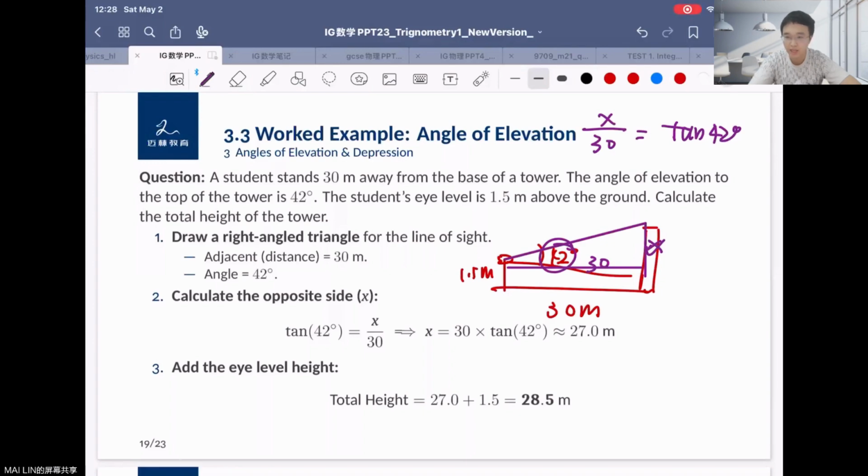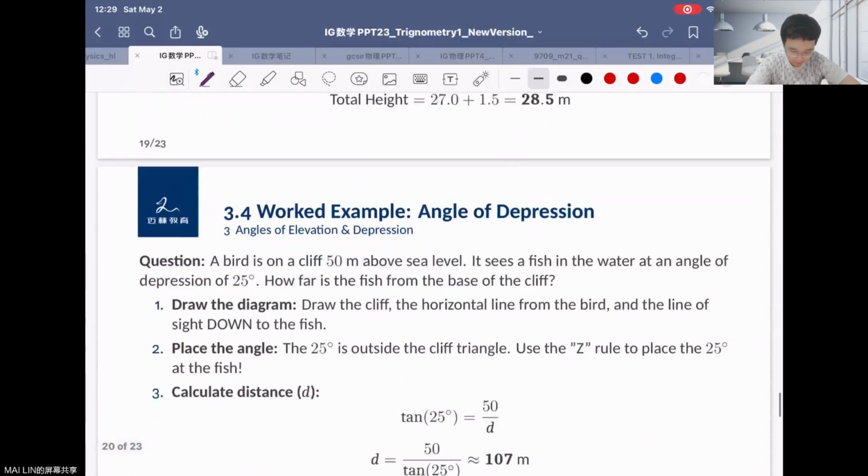For the height of the tower, the height equals 1.5 meters plus x. Here x is 30 times tangent 42 degrees. Finally, you can use your calculator to get 27, plus 1.5 meters, which approximately equals 28.5 meters. That is for the angle of elevation.